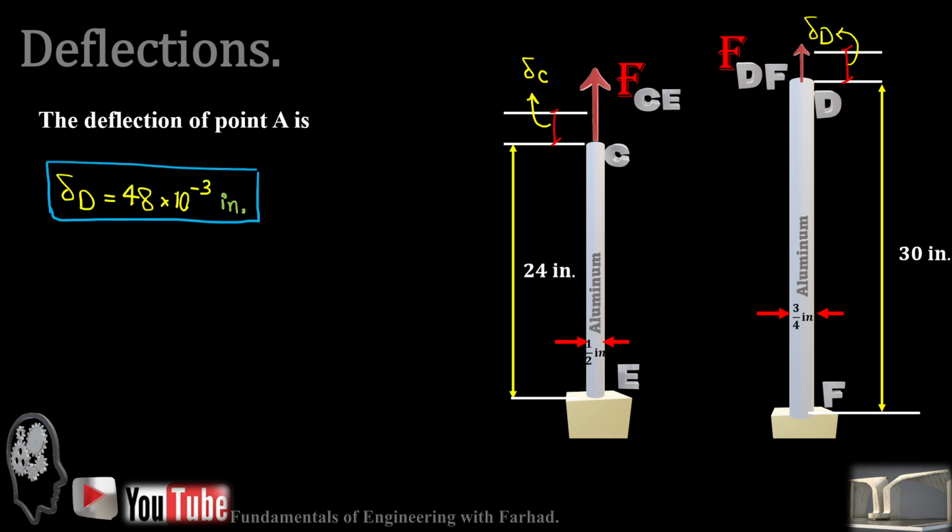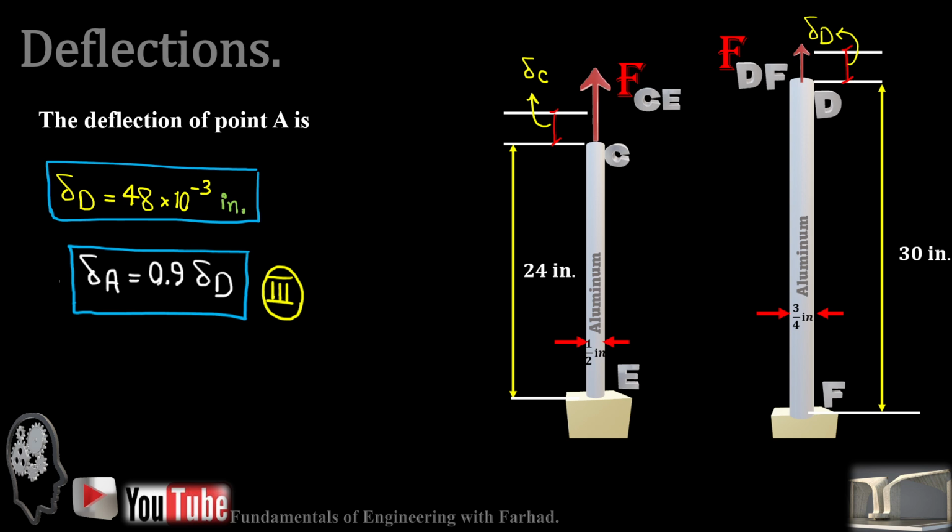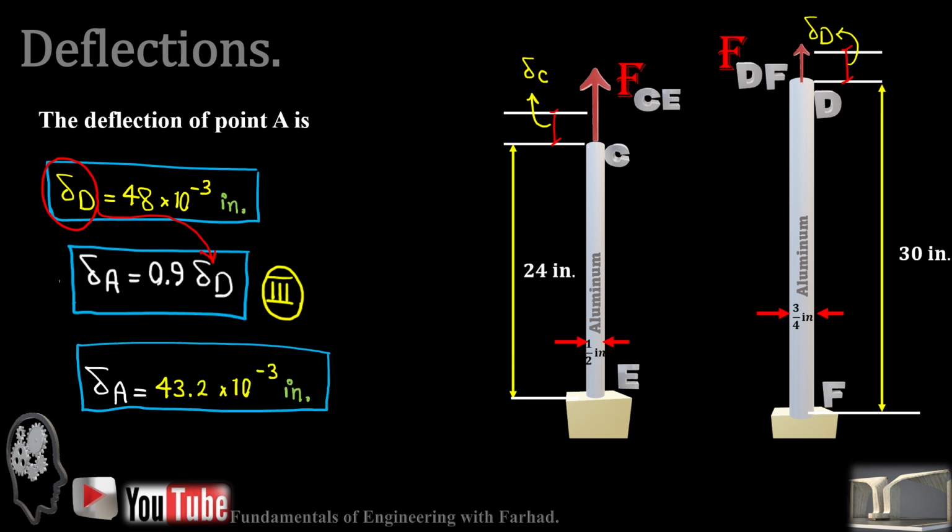Likewise, the deflection of point A is also calculated based off equation 3. We already know what delta D is, and delta A is 90% of delta D based off our third equation in the previous part. If you replace it in the equation, it gives us delta A is equal to 42.2 times 10 to the negative 3 inches.